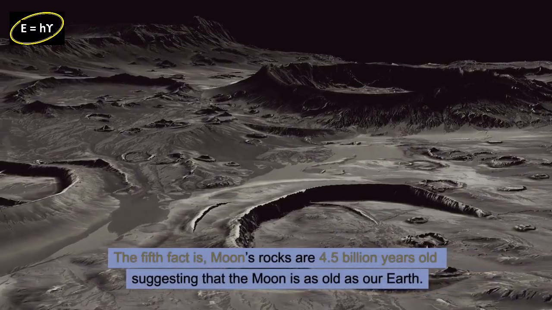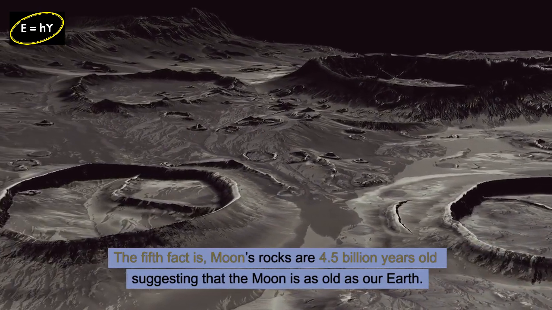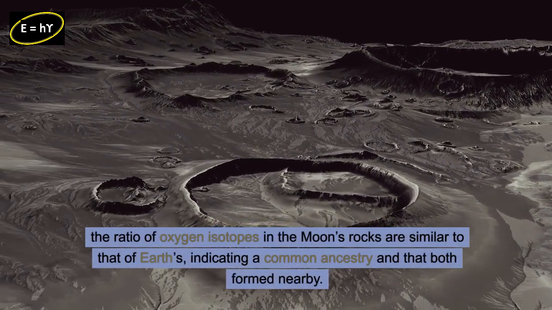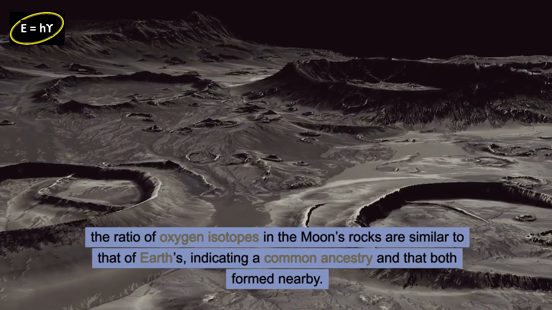The fifth fact is, Moon's rocks are 4.5 billion years old, suggesting that the Moon is as old as our Earth. The ratio of oxygen isotopes in the Moon's rocks are similar to that of Earth's, indicating a common ancestry and that both formed nearby.